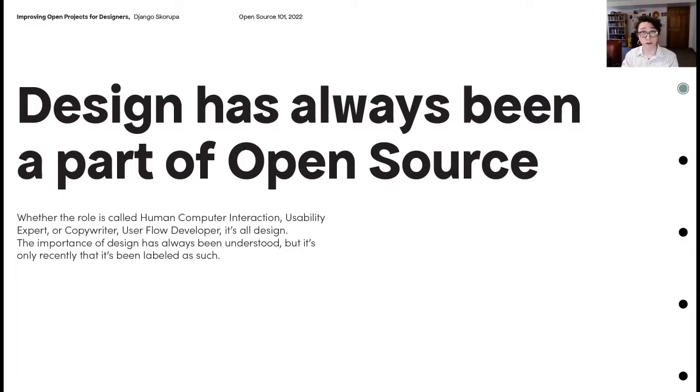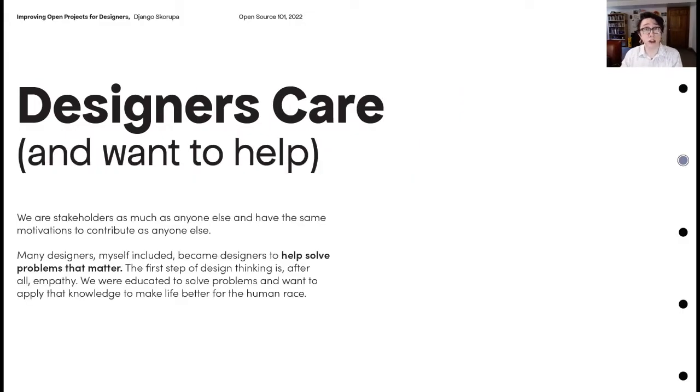And design has always been a part of open source. Whether it's human interaction, usability expert, copywriter, user flow developer, technical writer, all of that falls under the envelope of design. The importance of design has always been understood, but it's only recently that we've labeled it as such, right? But it's always been a part of open source. And designers care, and we want to help. As much as everyone else is a stakeholder in open source projects, so too are designers. And that means that we have the exact same motivations to contribute to those projects as anyone else.